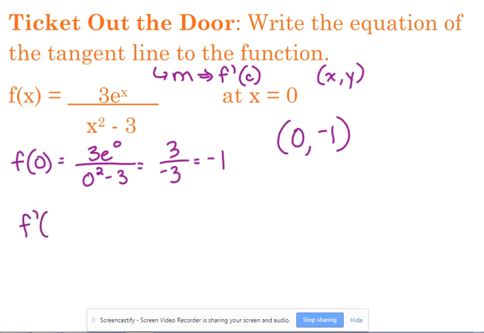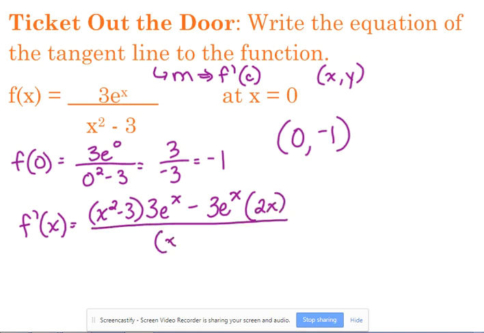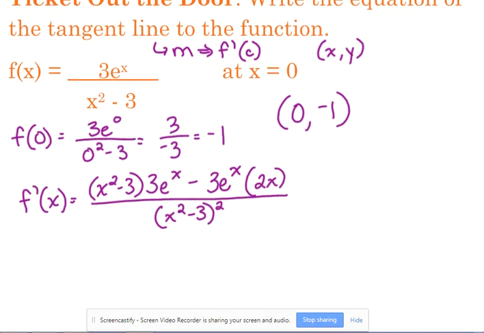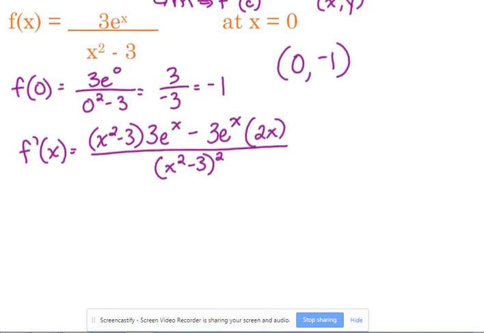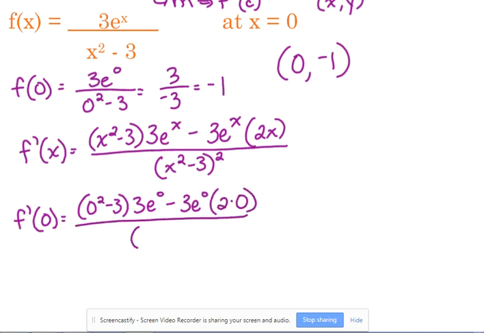Let's find our derivative so that we can find our slope. So low d high minus high d low all over low squared. Now, here's an interesting thing. Typically, I would simplify the derivative, but I'm only concerned about what its value is at 0. So I'm just going to plug in 0 right here, instead of trying to simplify and maybe mess something up, and see what I get.